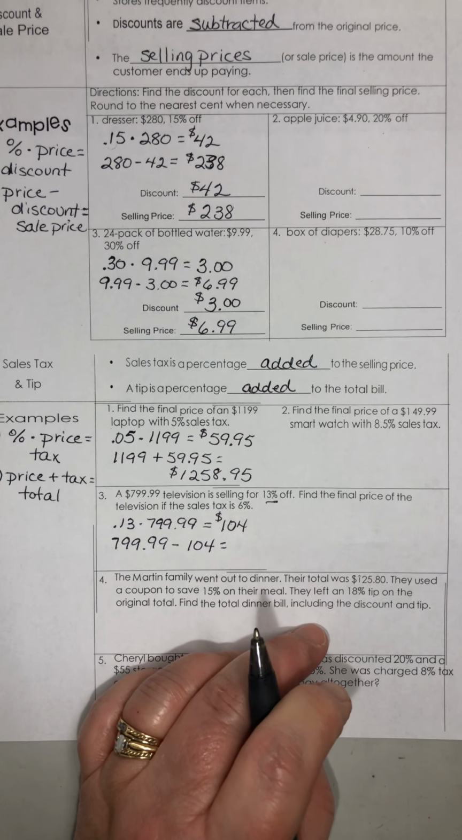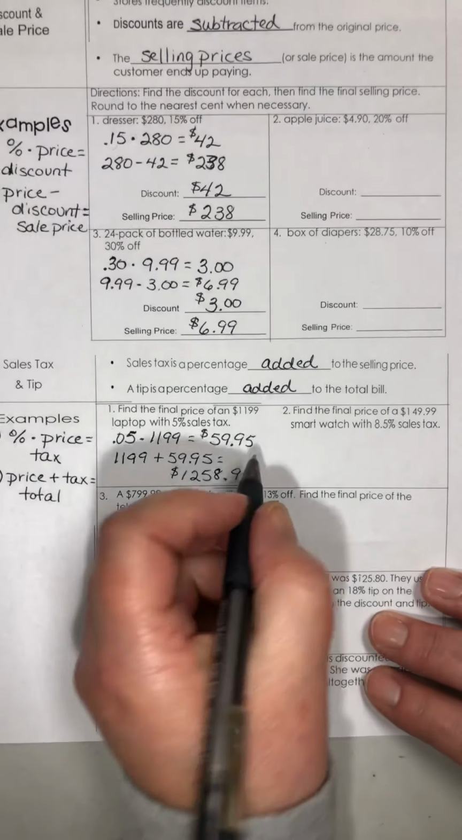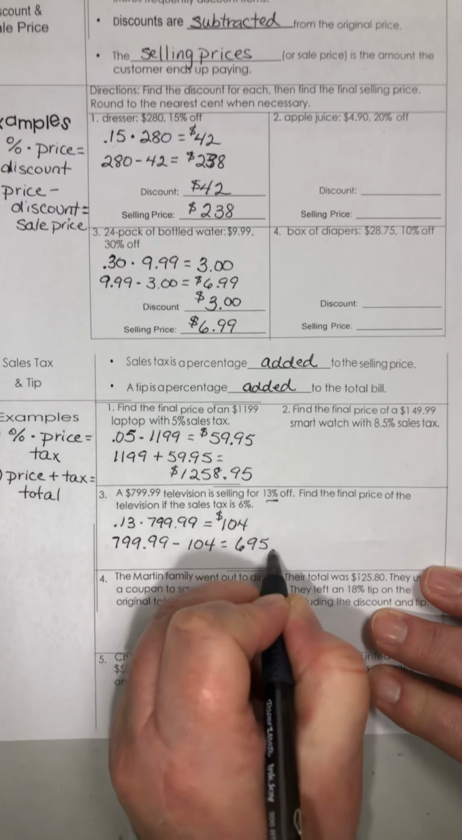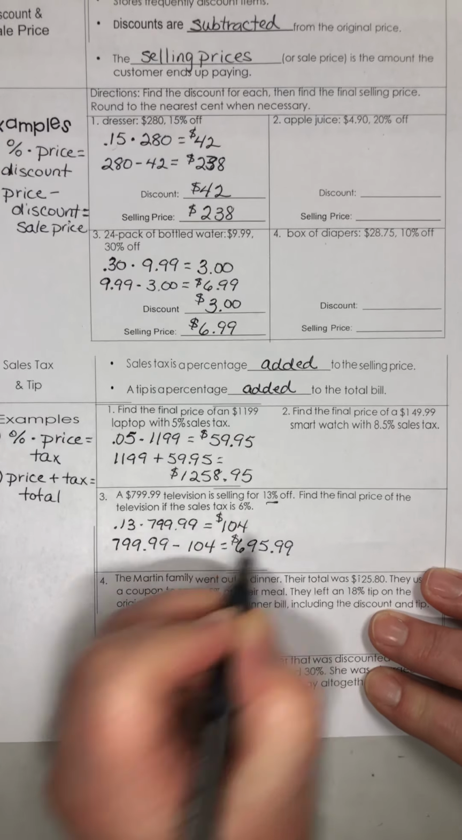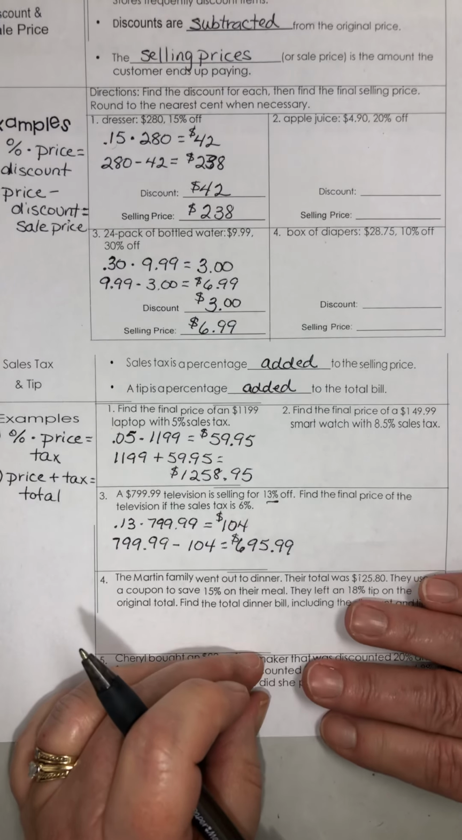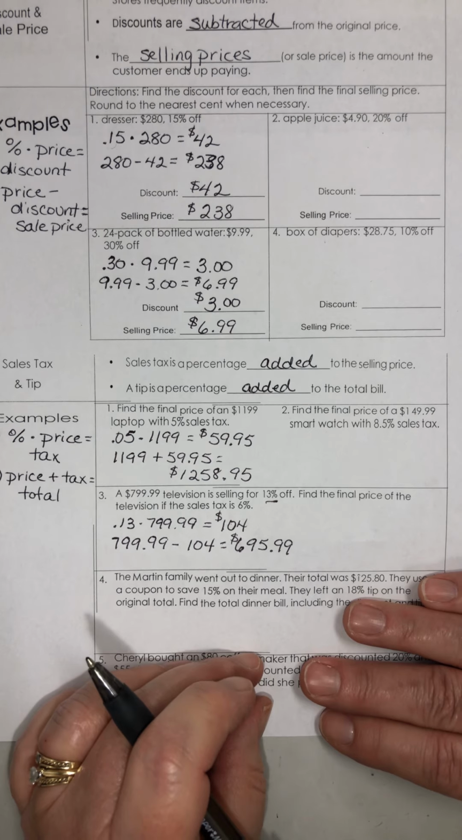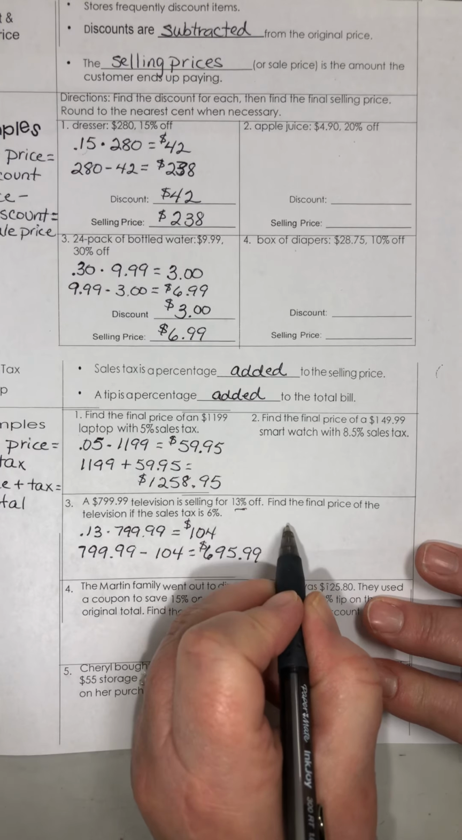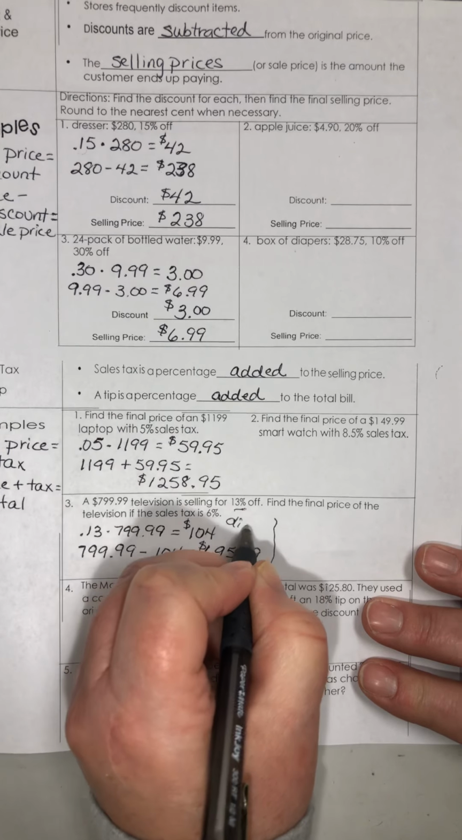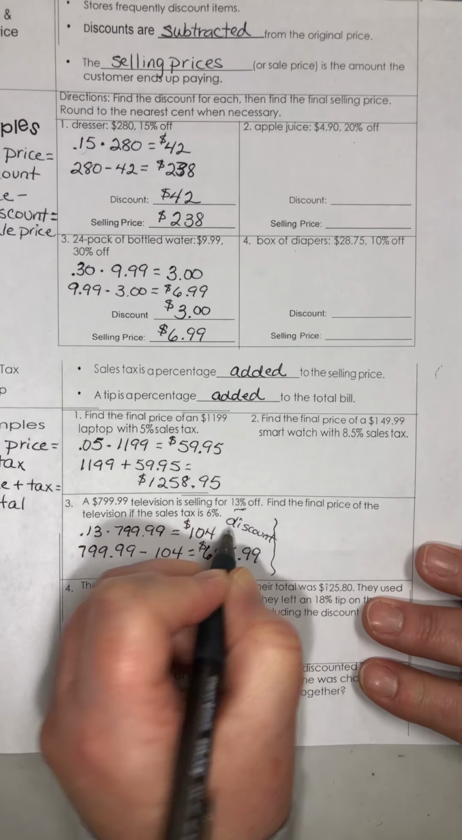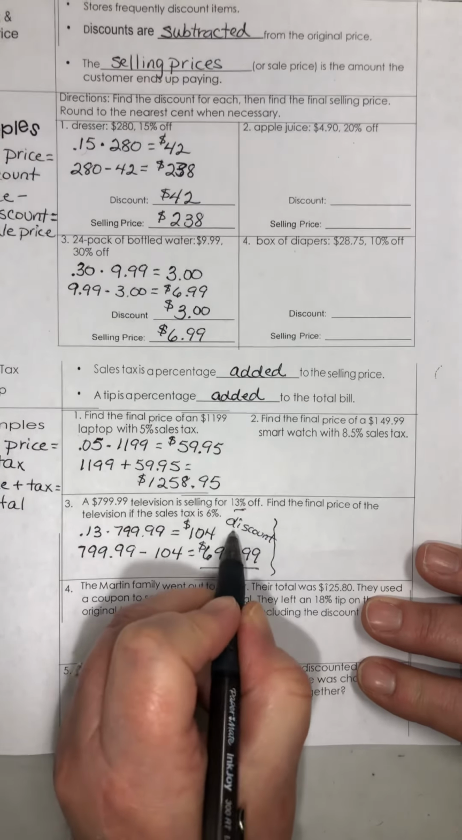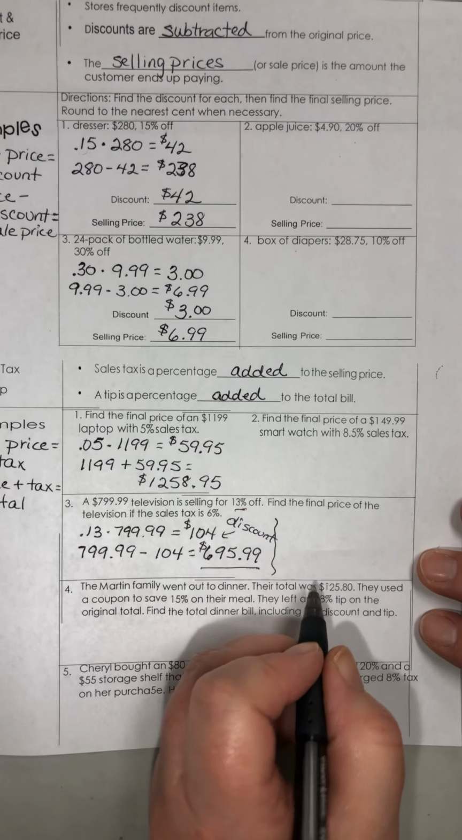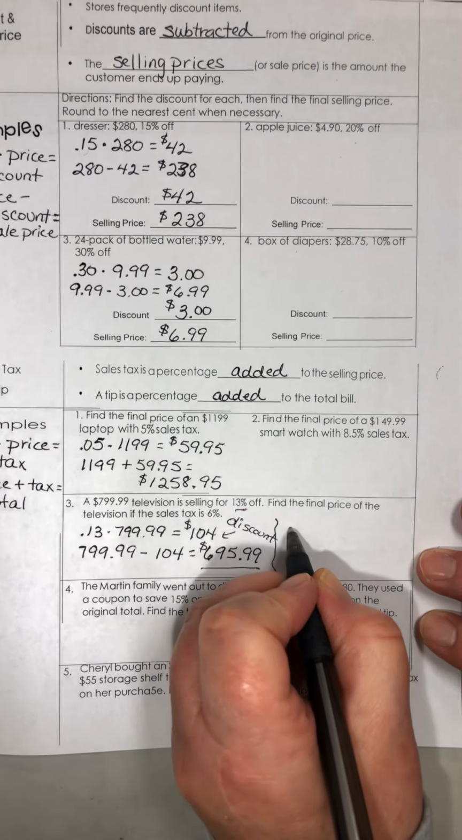So $799.99 minus 104, and we are going to pay $695.99. That's the selling price for that TV. Okay, we're not out the door yet. We have to pay the tax. The tax is 6%. Okay, so now we found the discount over here and the selling price. So over here we're going to put the tax back on. So we're going to go through that process again.